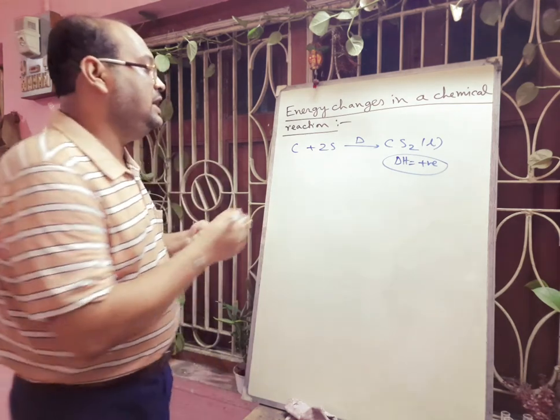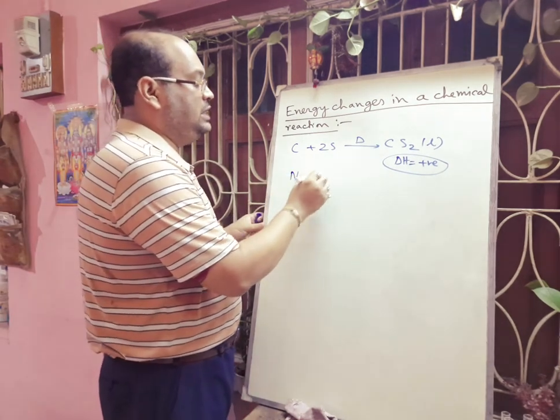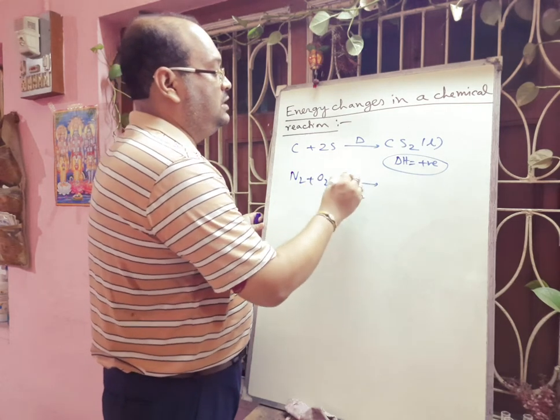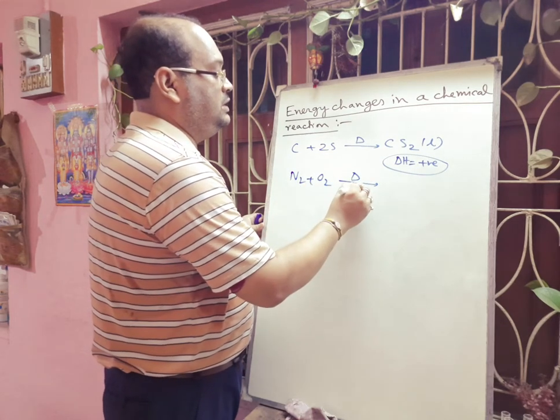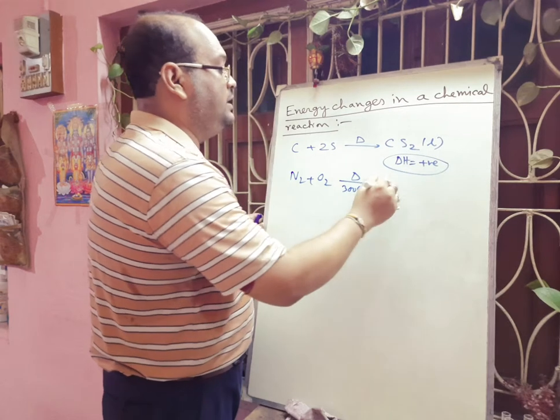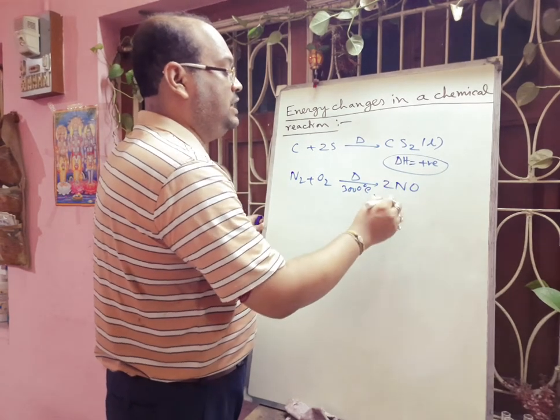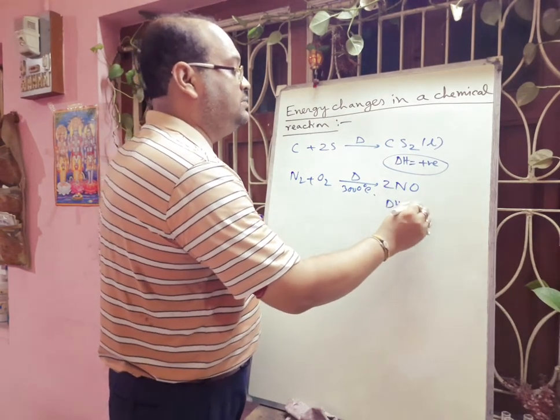So here I am telling that nitrogen is reacting with oxygen gas near about 3000 degrees centigrade, and there is formation of nitric oxide. Here also delta H is positive.